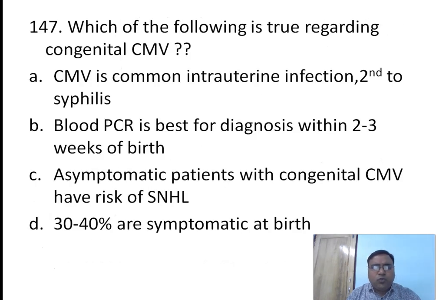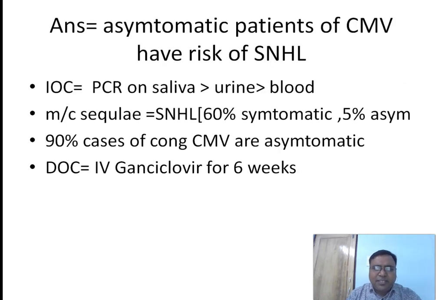Which of the following is true regarding congenital CMV? Congenital CMV is the common intrauterine infection second to syphilis. That means syphilis is the most common, second is CMV. Is it true? Blood PCR is best for diagnosis within 2 to 3 weeks of birth. Is it true? Asymptomatic patients with congenital CMV have high risk of sensorineural hearing loss. Is it true? 30 to 40% are symptomatic at birth. Which one of the 4 is true? The answer is asymptomatic patients of CMV have high risk of sensorineural hearing loss.